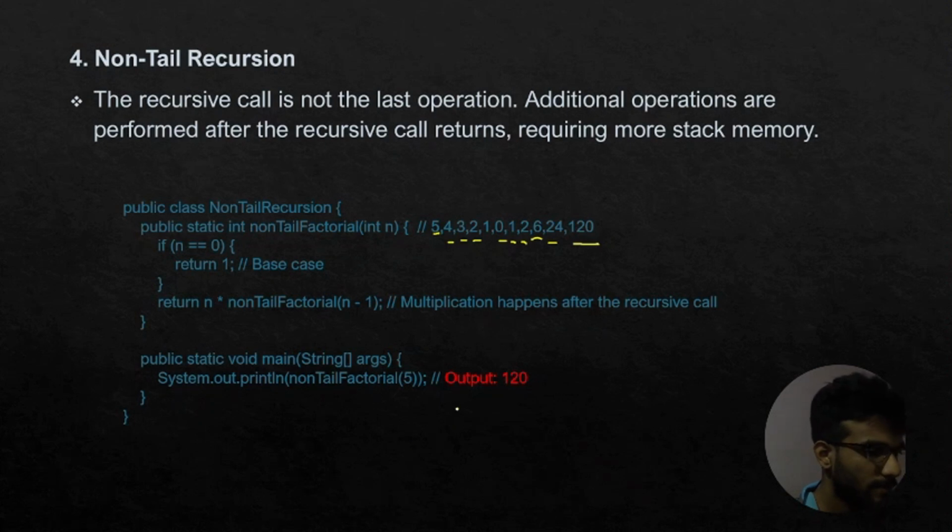So we will get the output as 120 after this recursion. Here, the multiplication operation happens after the recursive call returns, so it uses more stack space. This is less efficient than tail recursion.